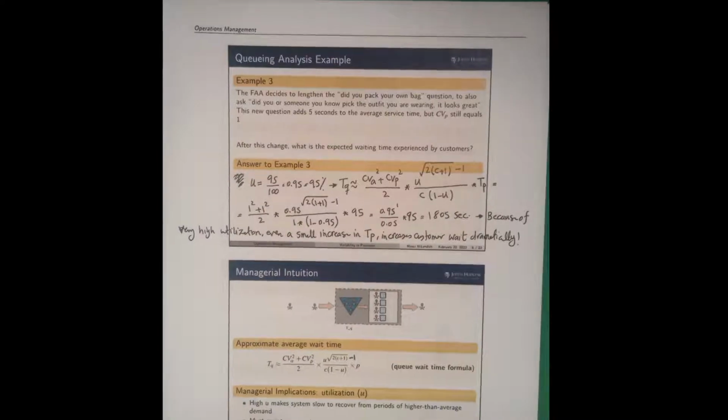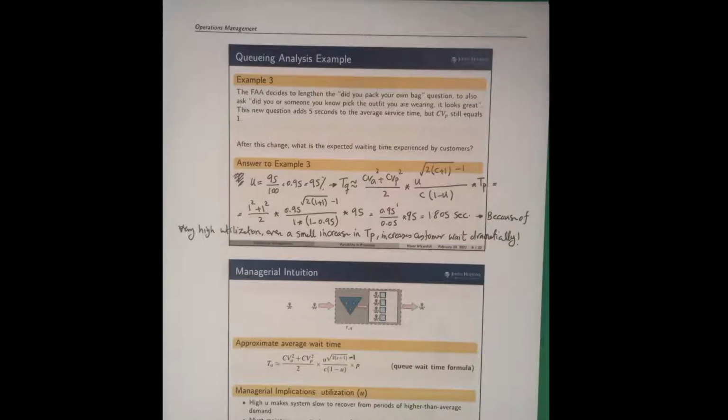Now let's look at the impact of increasing just a tiny bit of processing time. In this example, example 3, the question is, what if processing time goes up just by 5 seconds? Instead of 90 seconds, now it is 95 seconds. Is this process still stable? Yes, because rate of arrival is less than rate of processing. I can process more than what customers ask. And then utilization is going to be equal to 95%.